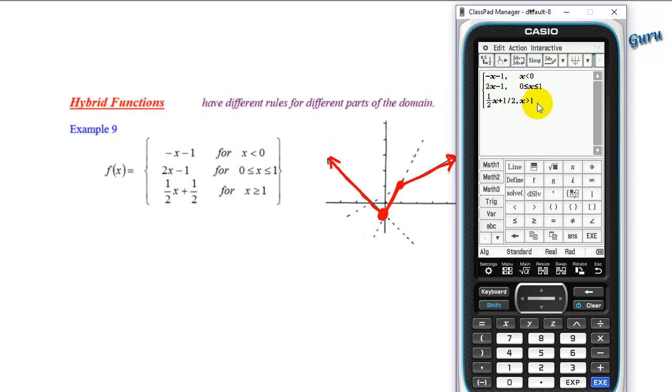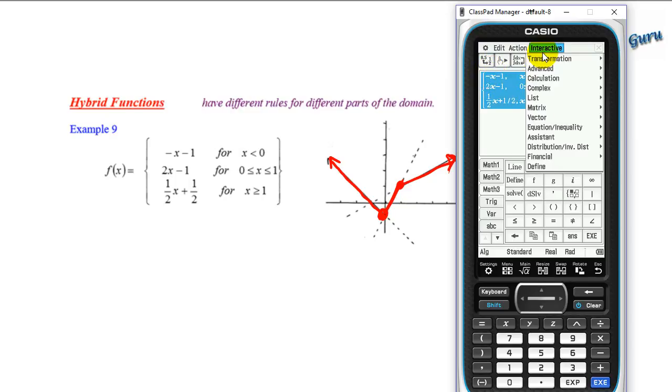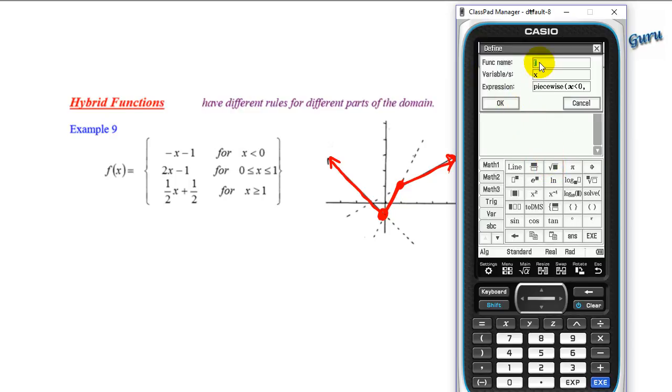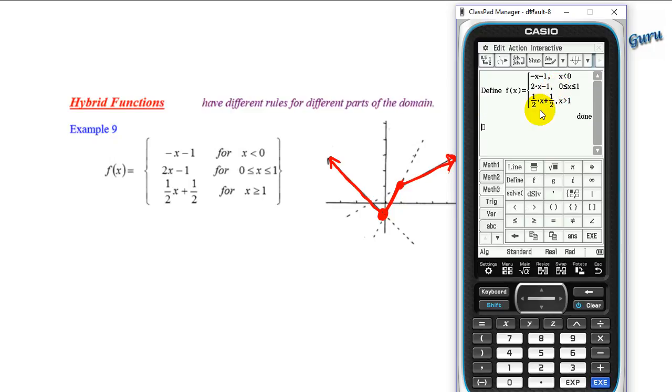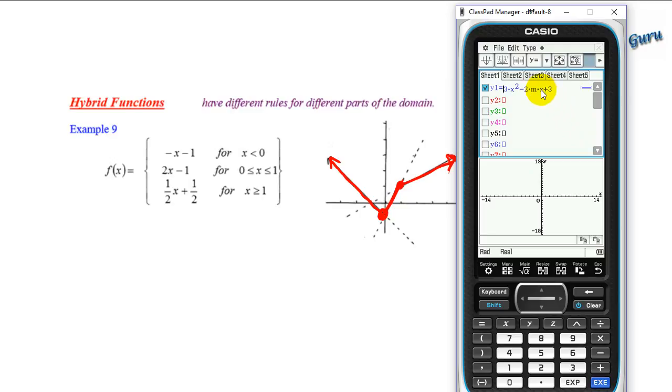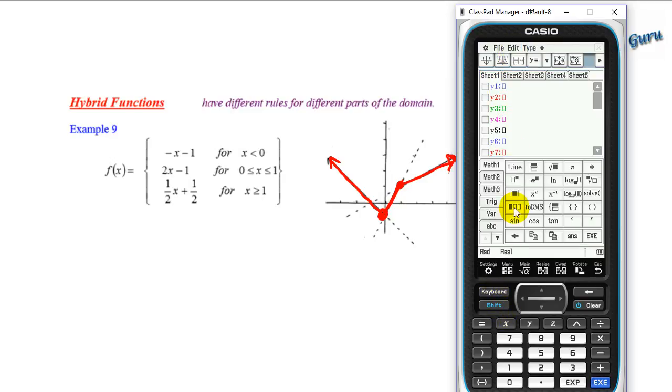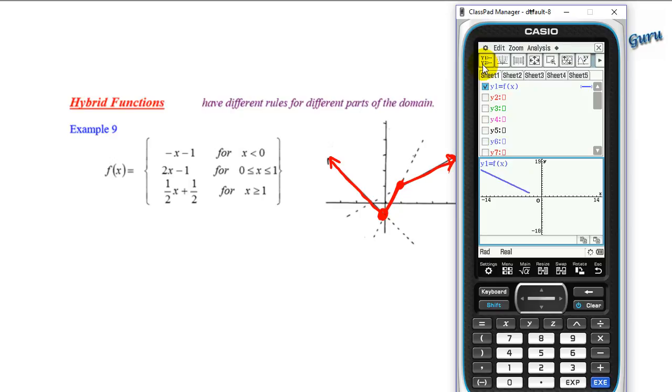Okay, and then I'm going to define it. So I'm going to grab all of this, interactive, define, I'm going to make it f of x. It says piecewise in the calculator. Then when I want to sketch it, I just go into graph and table. I'm going to delete whatever's in there. Because I defined it, I can just go f of x, ask it to sketch it for me, and there's my graph.